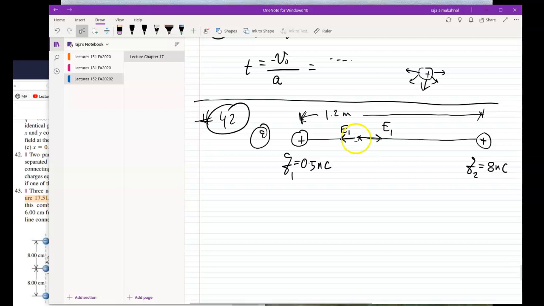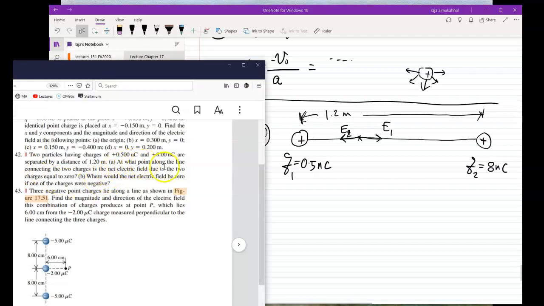Now, if I take this point in space and I shift it right and left, where would I put it in such a way that E1 and E2 will cancel each other out? In other words, the net will be zero. That's what he's saying.